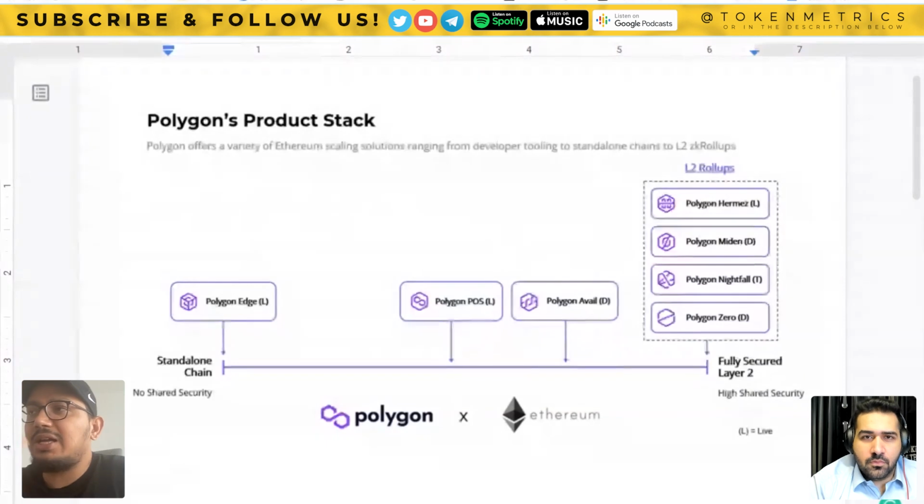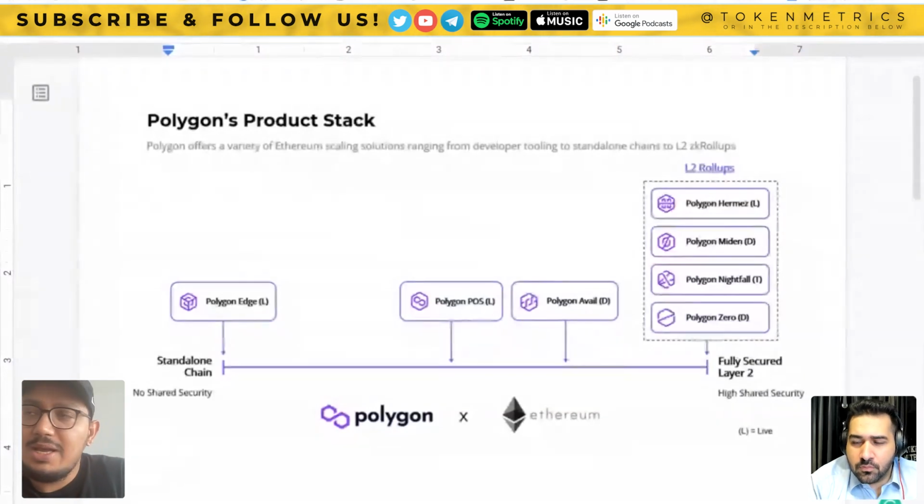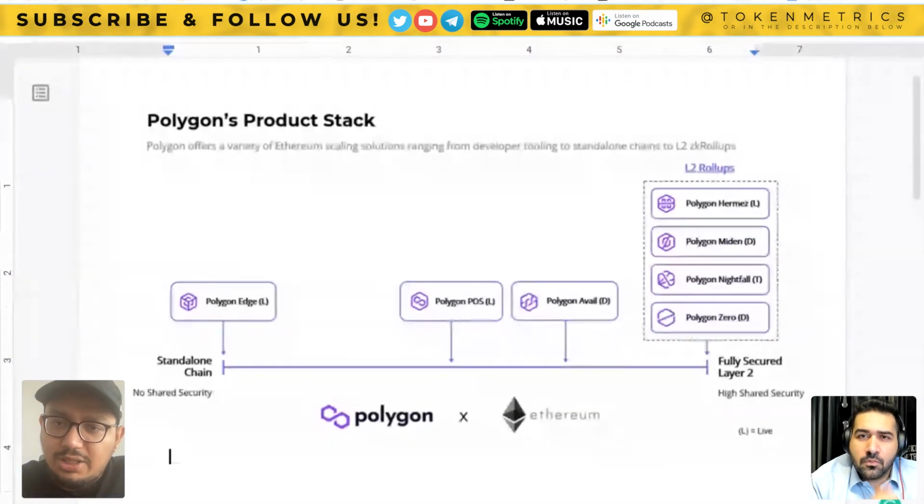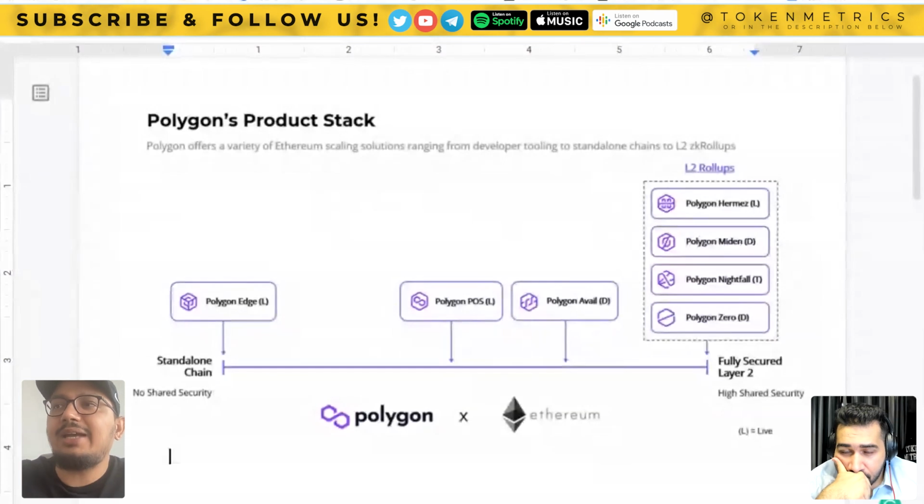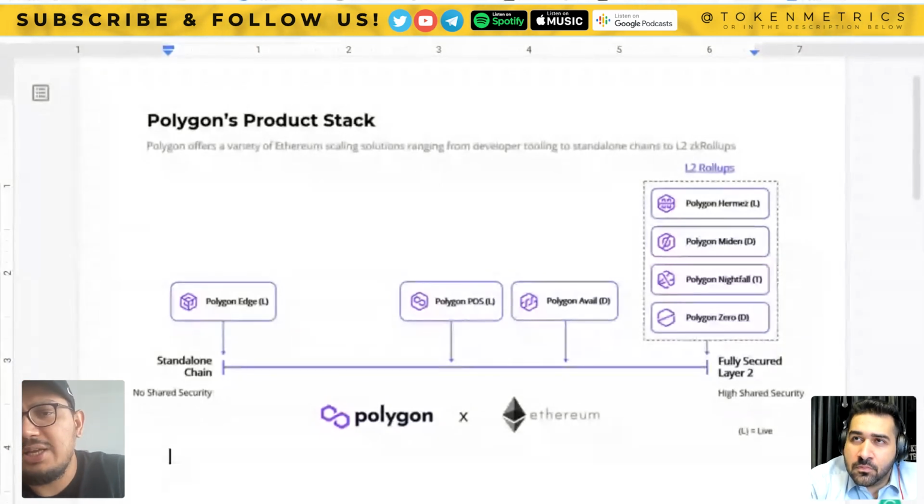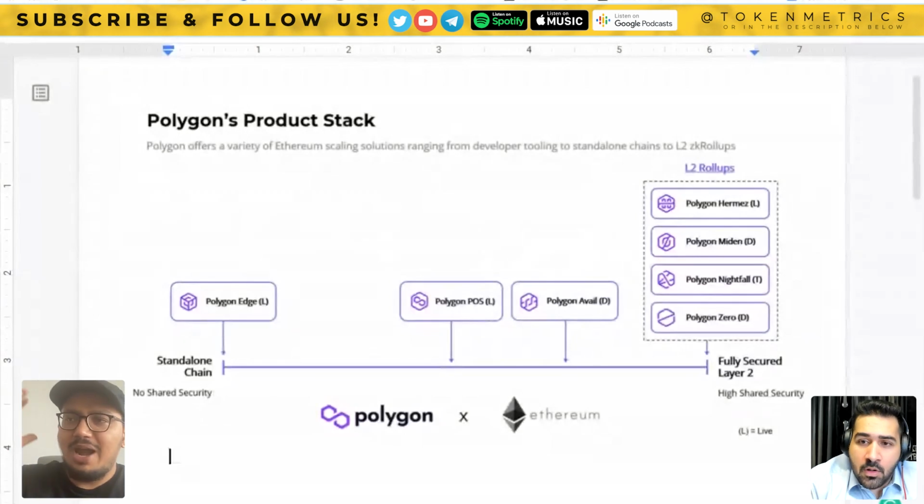So the other kind of solution is called Validiums. And in Validium, what we can do is you can publish the proof back on Ethereum, but you can take the data somewhere else. You can put the data somewhere else. Why? Because in Validium solutions, you are using a zero knowledge proof with which you can be 100% sure.